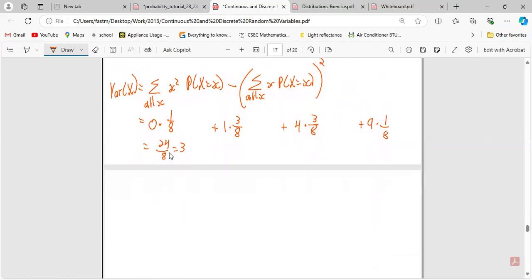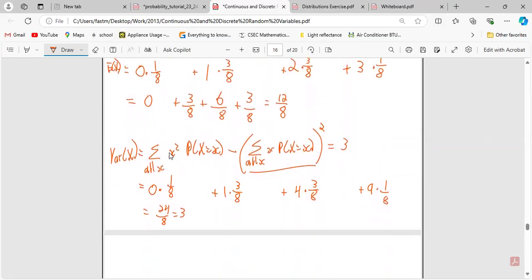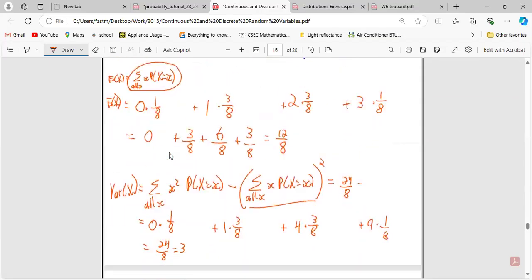So to bring everything together, we already have the answer for this. So the variance would just be 3, and then subtract. So I could probably do that: 24 on 8, subtract. And this here is what this was. It was 12 on 8, which is what?